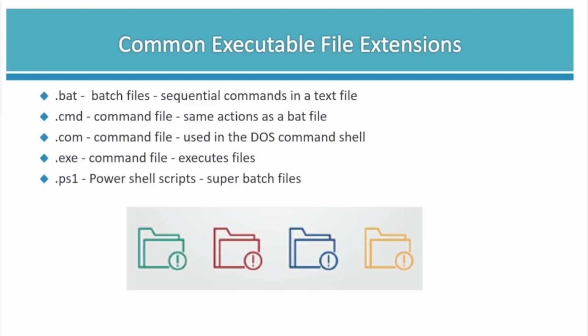Some of the most common ones are shown in this slide. They generally perform tasks or execute applications based on their extensions. Let's examine a few of these on this slide. For example, a .bat file is actually a batch file which holds a series of commands that are sequentially typed into a text file. A .cmd file is a command file which executes commands that are typed into a text file. A .com file is a command file within a command shell interface, and a .txt file is a command line file that can be executed. And then finally we have a PS1 file, which is actually a PowerShell script, which is a super batch file.